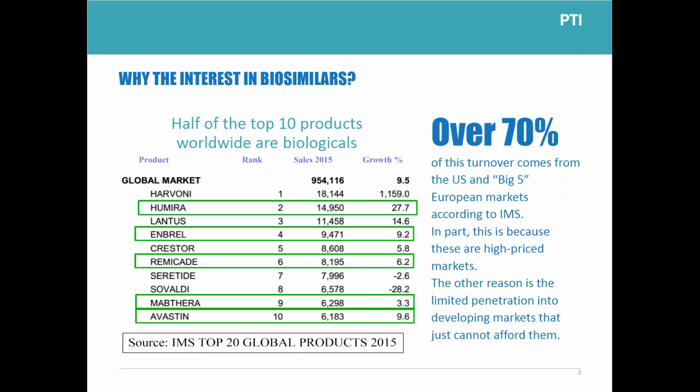Now, it's interesting to note that 70% of this turnover in these biological products comes from the US and the Big 5 European markets. For those not familiar with the term, Big 5 means Germany, UK, France, Spain, and Italy. And IMS says that these account for more than 70% of the world turnover together with the US in biological products. And there are 2 possible reasons for this.